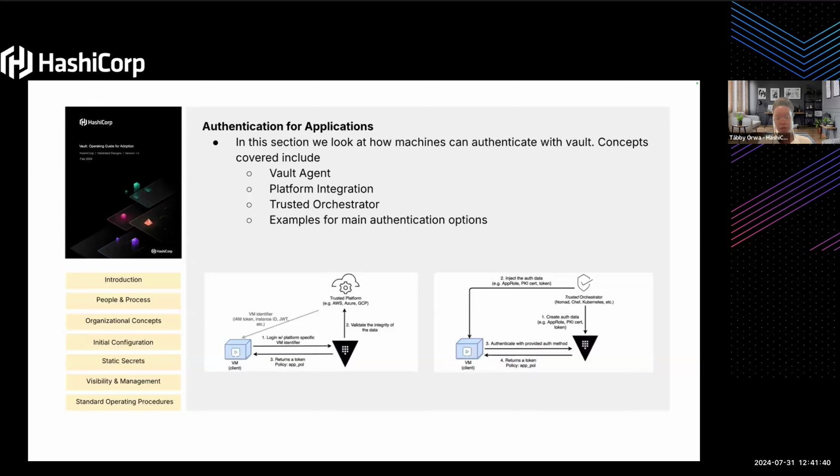Okay, let's talk about the trusted orchestrator. In this model, your orchestrator will have already authenticated against Vault with privileged permissions. Your orchestrator will launch new applications and inject some mechanism that these applications can use to authenticate with Vault. And this could be authenticating via what we call AppRole, a PKI certificate, a token, among other things.